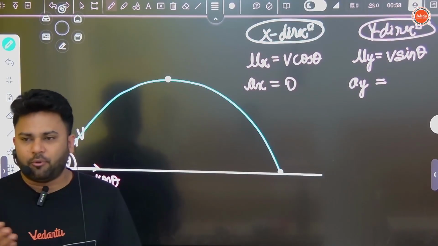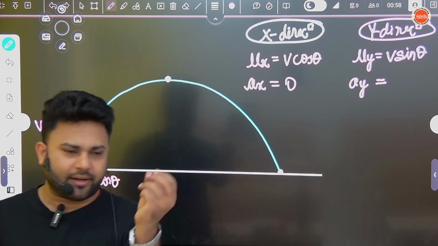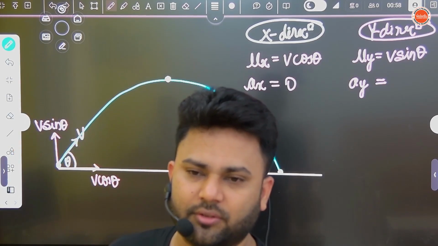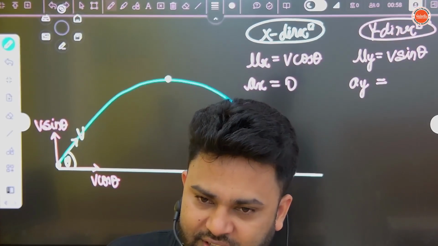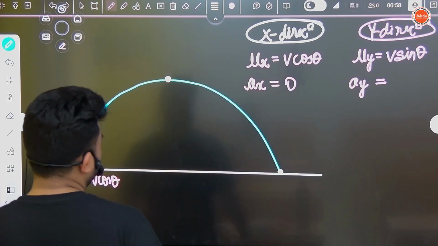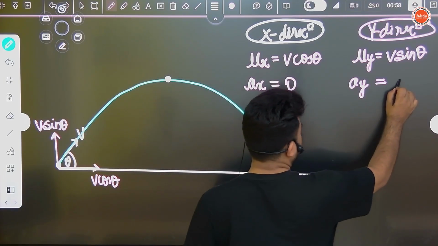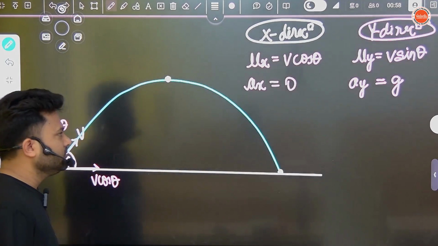But someone asks what is the acceleration in y direction. If you throw any ball up or any kind of object, it is always accelerated downward. Its weight, that g, is acting downward, no? This g always acts downward. So acceleration in y direction is g. Correct?